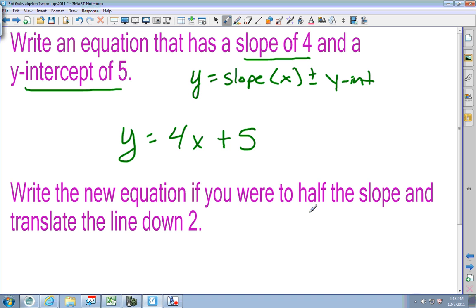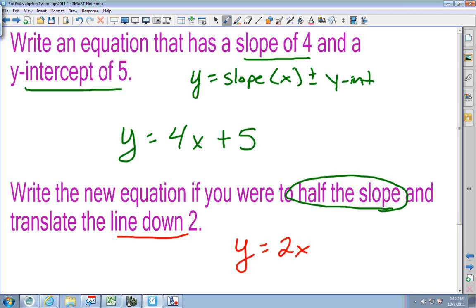Write a new equation if you half the slope and translate the line down 2 units. Well, let's think about this. If you took 4 and divided it in half, how much is that? That is 2x. Then it says to move your line down. To move it down, you subtract 2 off of the y-intercept, and 5 minus 2 is 3. This would be your new equation.